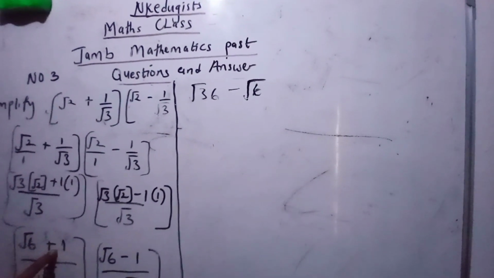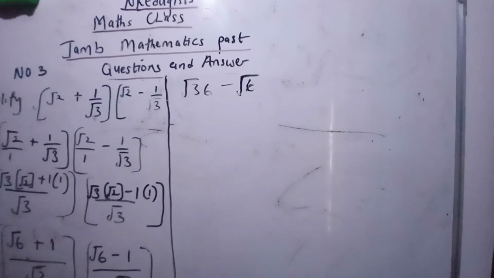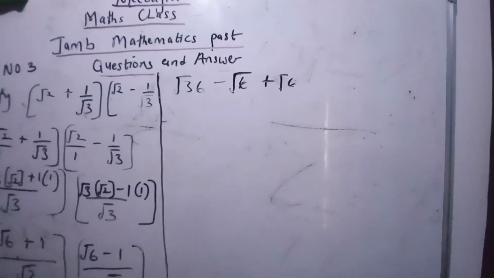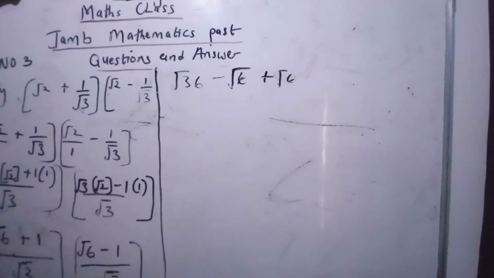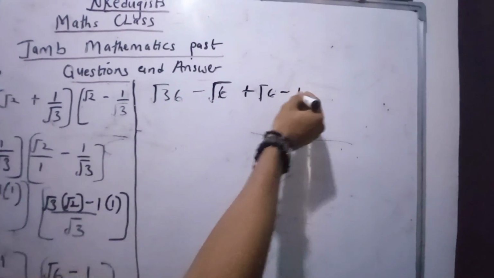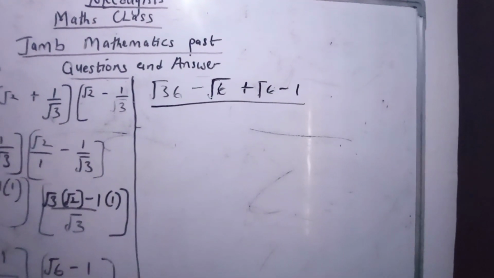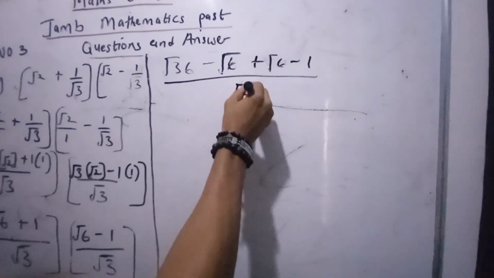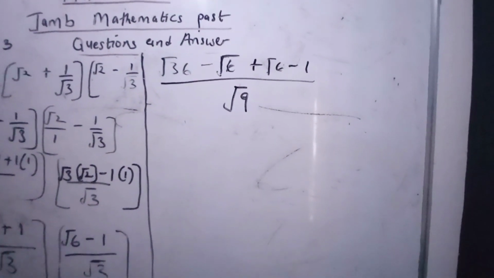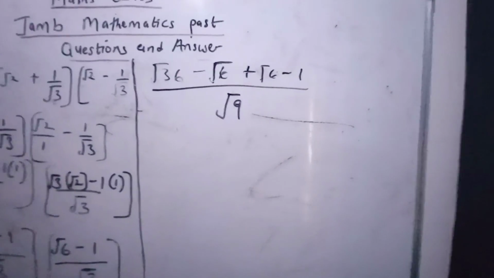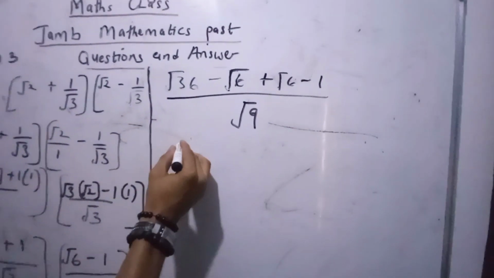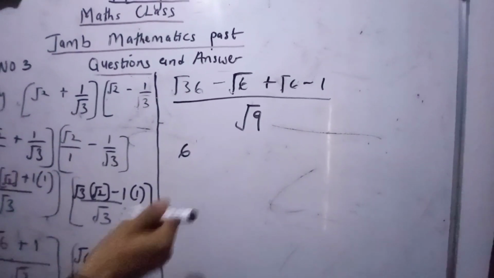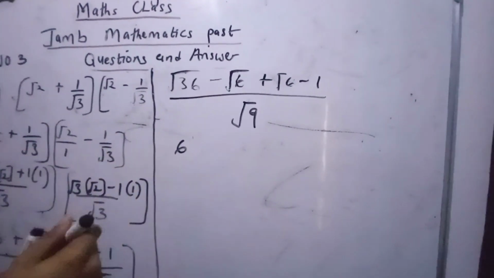Say plus 1 multiply √6 is what? Plus √6. Then plus 1 multiply minus 1 is what? Minus 1 over √3 multiply √3 is what? Is √9. Then we can see that we have a perfect number here. Which means that the square root of 36 is what?